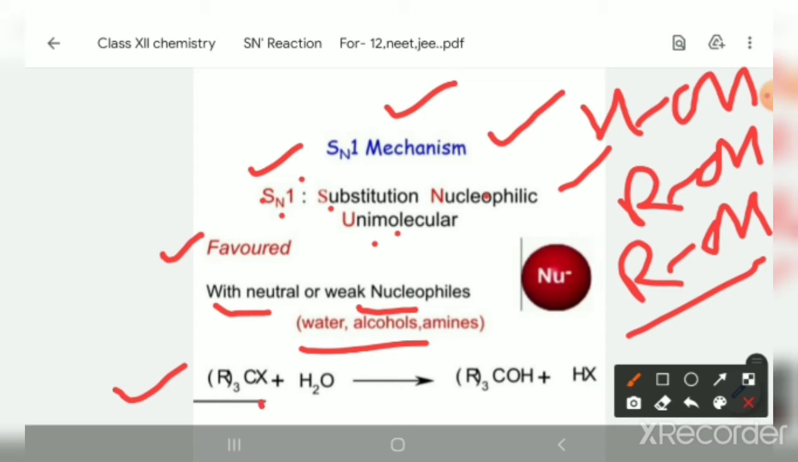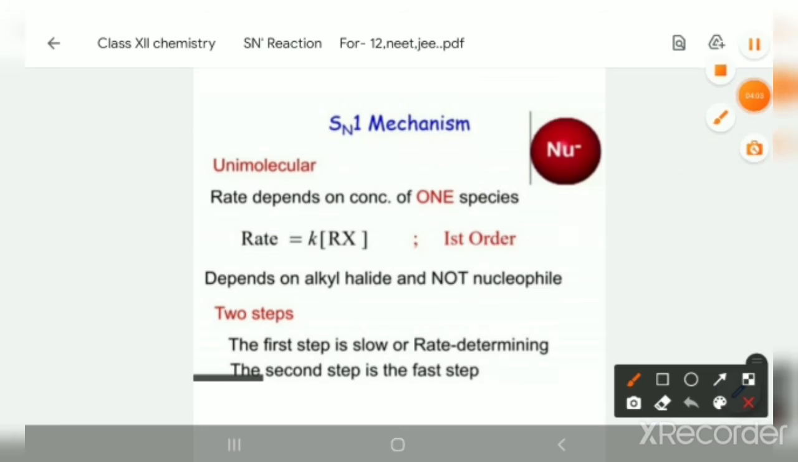This is a 3 degree alkyl halide. This is water, which produces the OH minus ion, which is a nucleophile, and replaces the X from here and forms the tertiary alcohol and hydrogen halide.